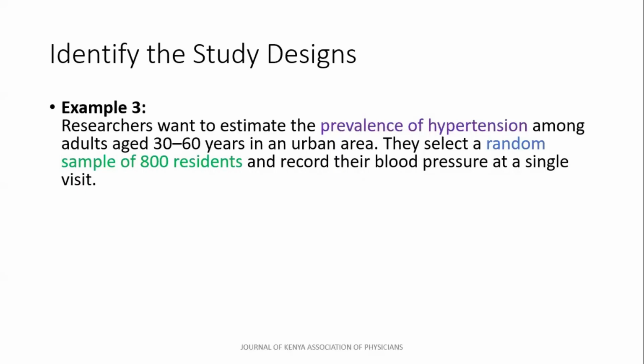So we are looking at a random sample of a population in a specific urban area, and we are looking at the prevalence of hypertension at a single point in time. So it's like a snapshot of the prevalence of that disease at that particular time. So this is a cross-sectional study.